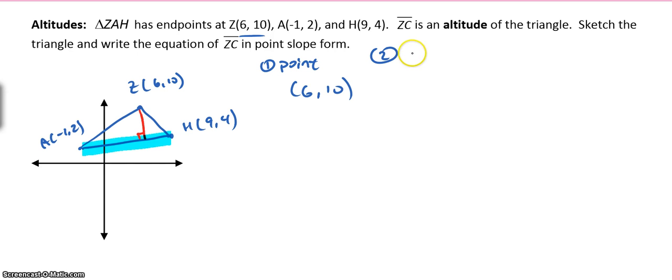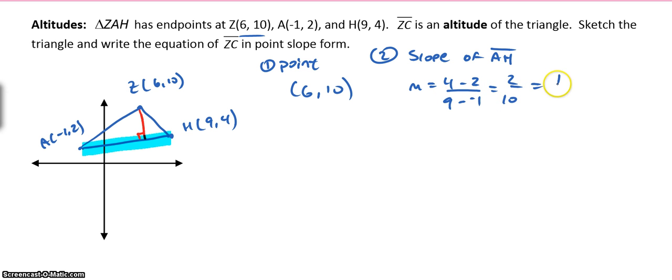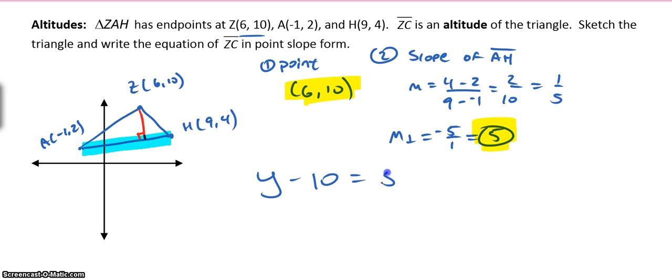Alright, so we want to find the slope of AH. So let's do that. The slope of AH is y2 minus y1 over x2 minus x1, which is 2 over 10, which is 1/5. Now my altitude is going to be perpendicular to AH. So the perpendicular slope is, flip it, change the sign, negative 5 over 1 or just negative 5. Now with my point and my slope, write me a new equation. Y minus y1 equals m times x minus x1. Alright, and that's the answer we're looking for.